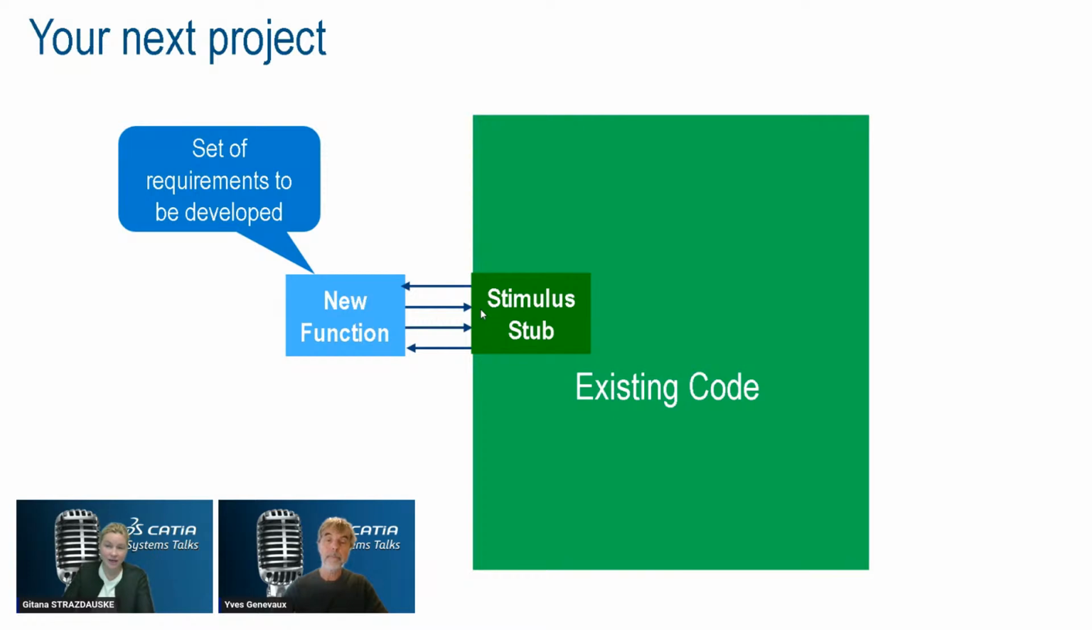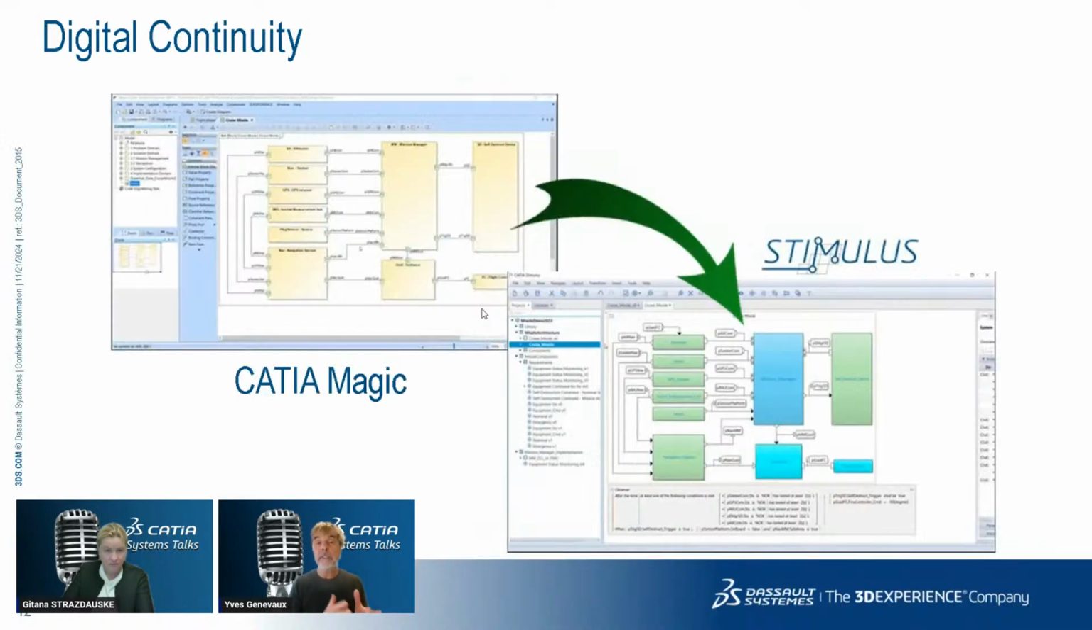Okay, I get it. And then what kind of continuity is assured between CATIA Magic, the SysML modeling tool, and Stimulus? Yeah, at Dassault Systèmes, the topic of digital continuity is a very important one. And we have a digital continuity between CATIA Magic and Stimulus, where CATIA Magic is focused on the architecture, as I mentioned earlier. So once you consider the architecture as mature enough, you can transfer it into Stimulus, and in Stimulus with all the signals definition.